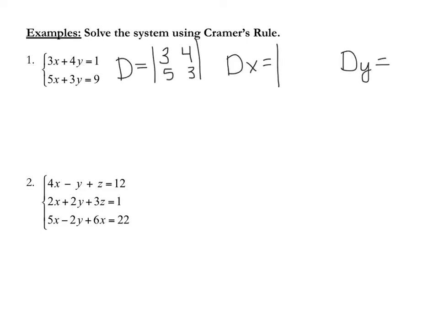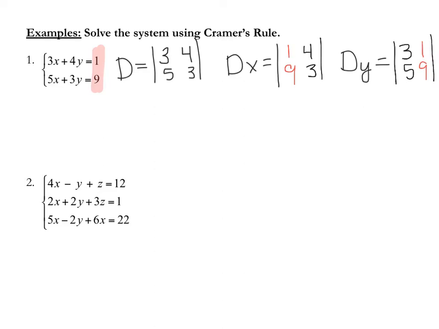Then here, the Dx one, this is what I need you to pay attention to. We're looking at that answer column, and that's going to replace the x part. So 1 and 9 are going to end up here, and the 4 and 3 stay exactly the same. So that x column gets replaced. And then for Dy, we do the same thing with the answer column. The x is going to stay, but the y column is going to turn into the answer column. So that's going to turn into 1 and 9.